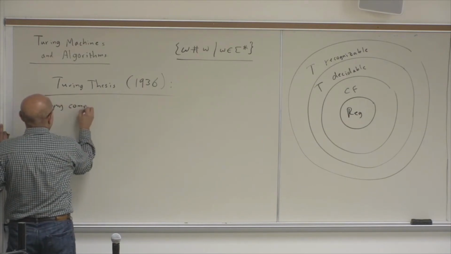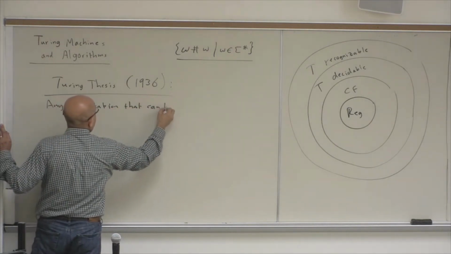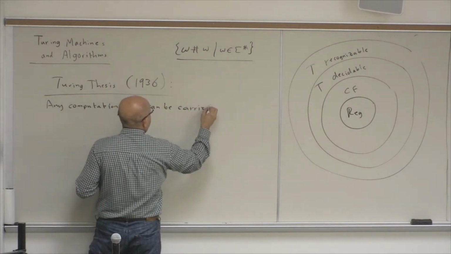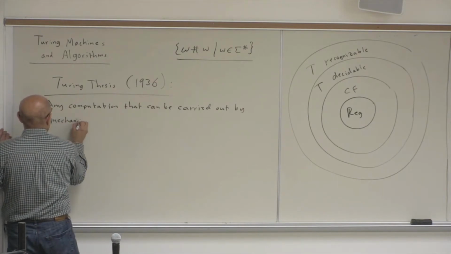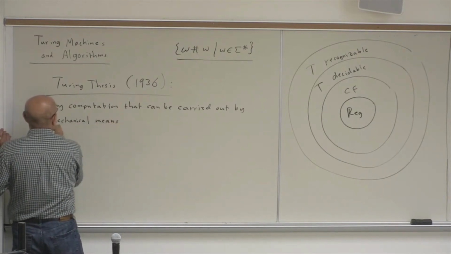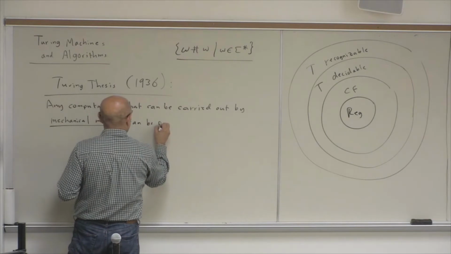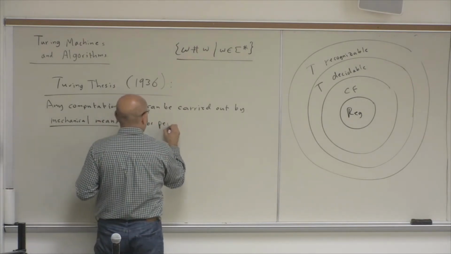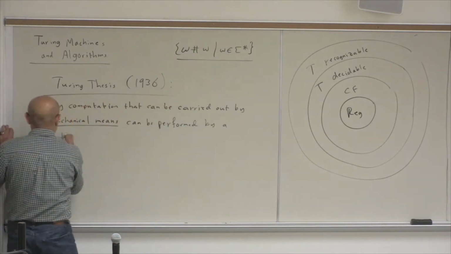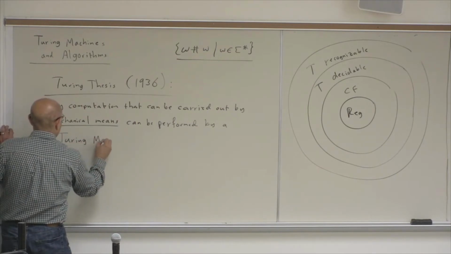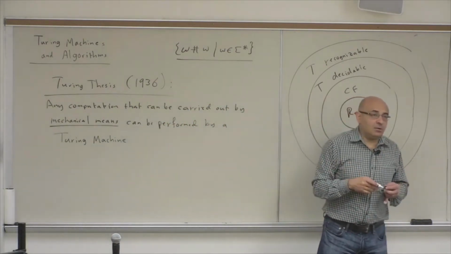Any computation that can be carried out by mechanical means can be performed by a Turing machine. So it's saying that a Turing machine is general enough to do anything that a computer can do.